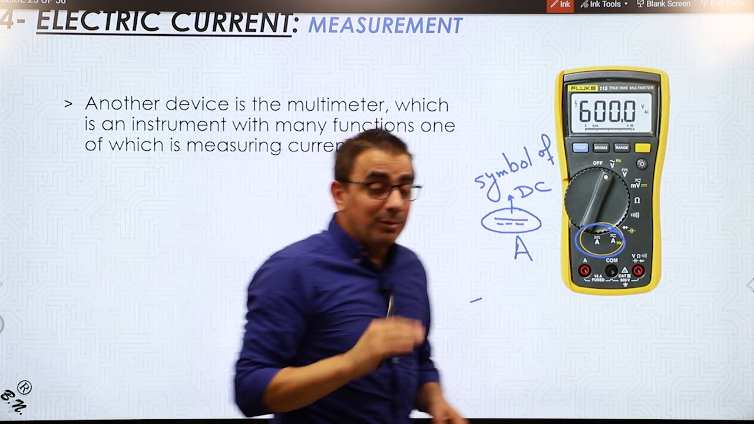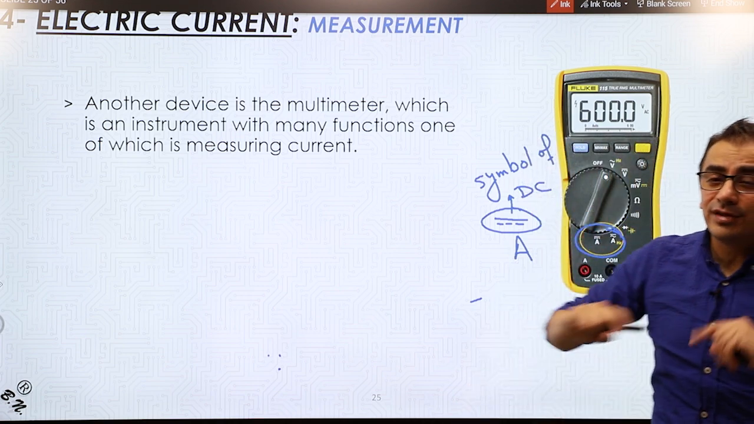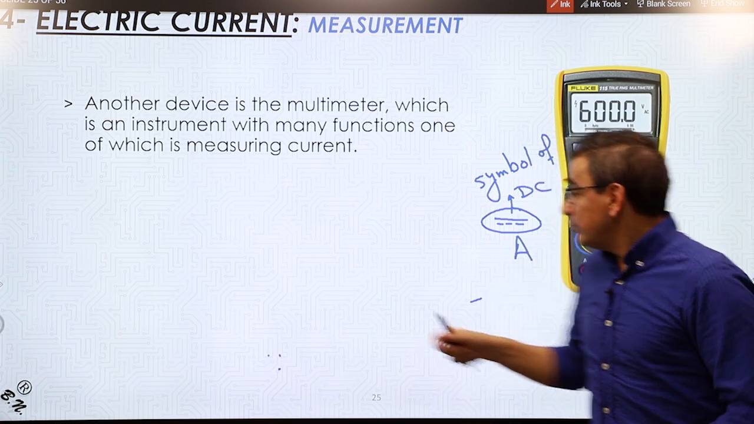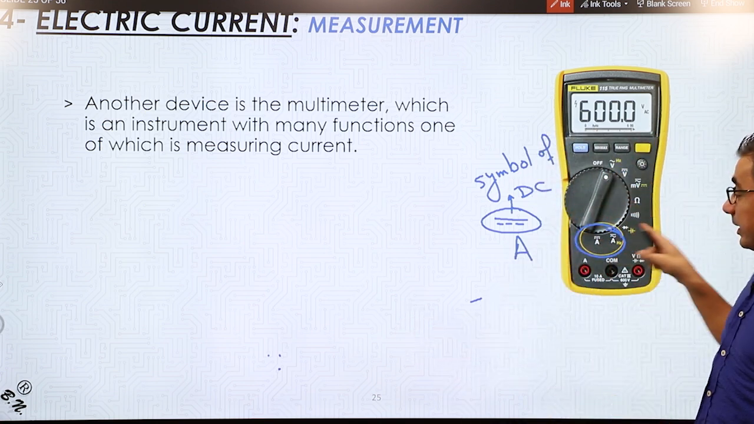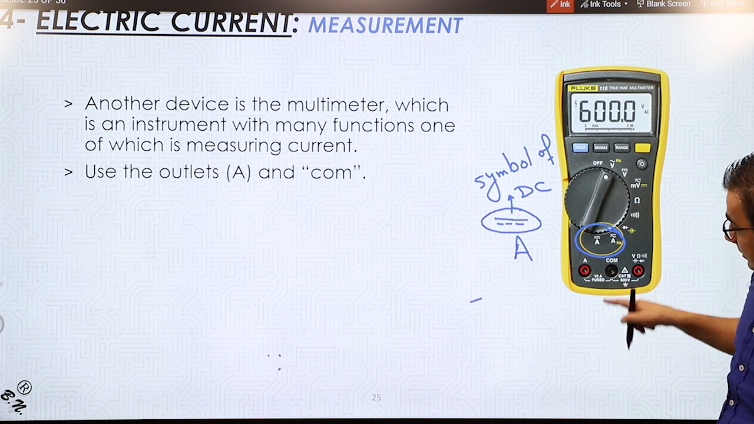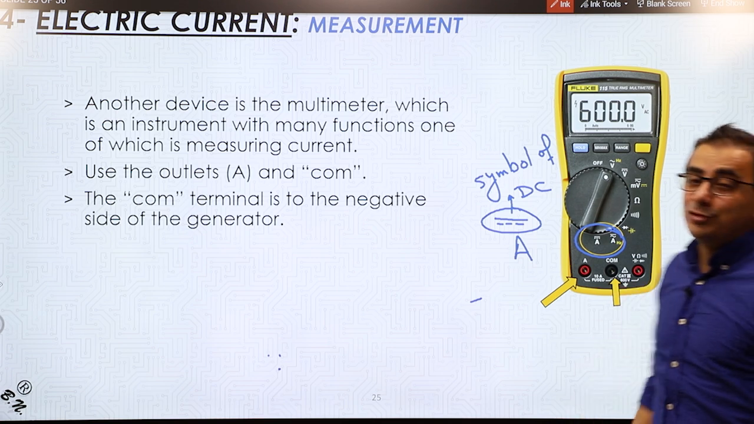Okay, so if you are using a multimeter, just add this notion that you're going to use it under the mode of an ammeter, and we need to turn our dial towards A, wherever the letter A is found. And we should also use these entries, A and COM, because we have A, COM, V, we have to use A and COM.